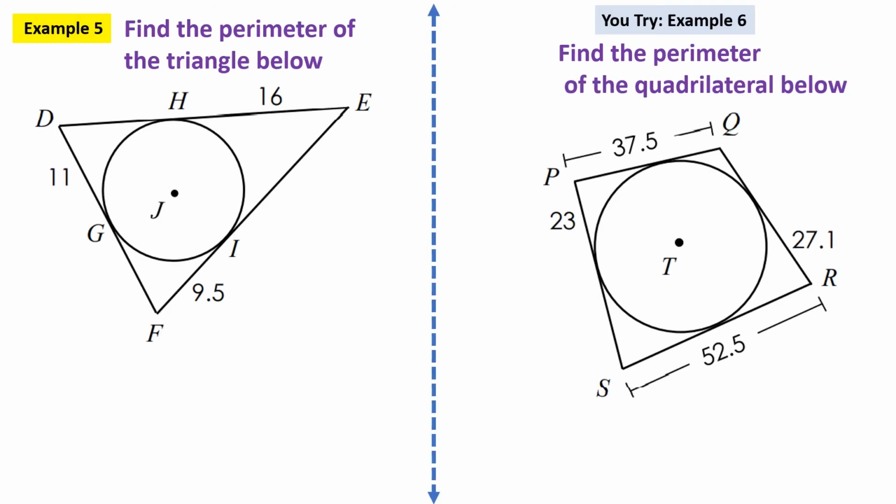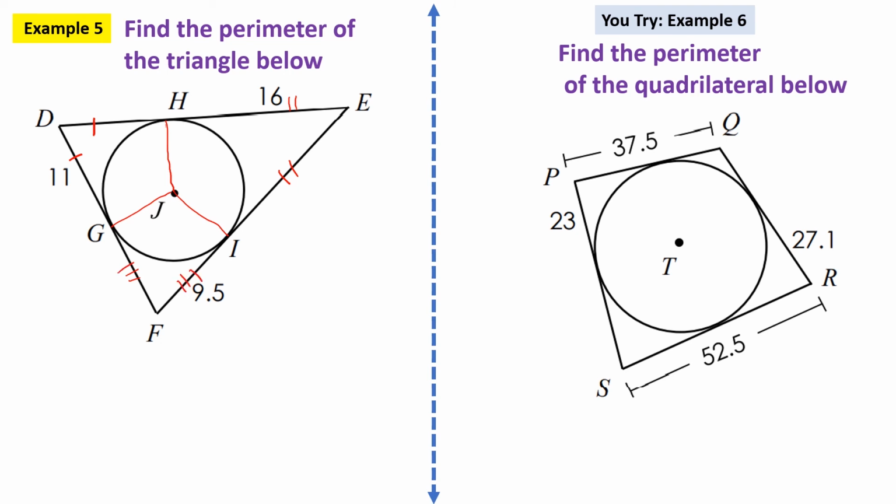All right, so for example 5, I'm going to do this one with you, and I want you to try example 6 on your own. We want to find the perimeter of the triangle below, so let's go ahead and label these sides here. So we have this point of tangency here, or label our radii. I do this because it's easy for me to figure out which sides are congruent. So these two would be congruent, DG and DH, HE and EI congruent, and GF and IF would be congruent as well.